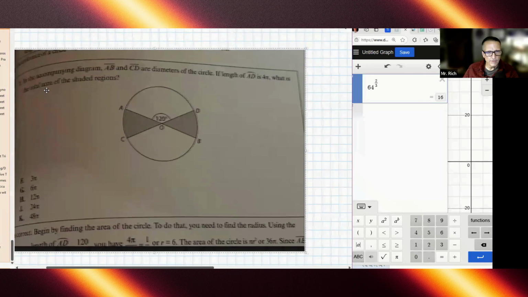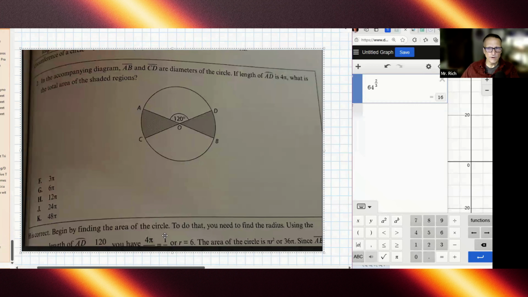In the accompanying diagram, segments AB and CD are diameters of the circle. If the length of arc AD is 4 pi, so they're telling me that that distance is 4 pi. What is the total area of the shaded region? Okay, and that is 120 degrees. Therefore, this is the total area of the shaded region.